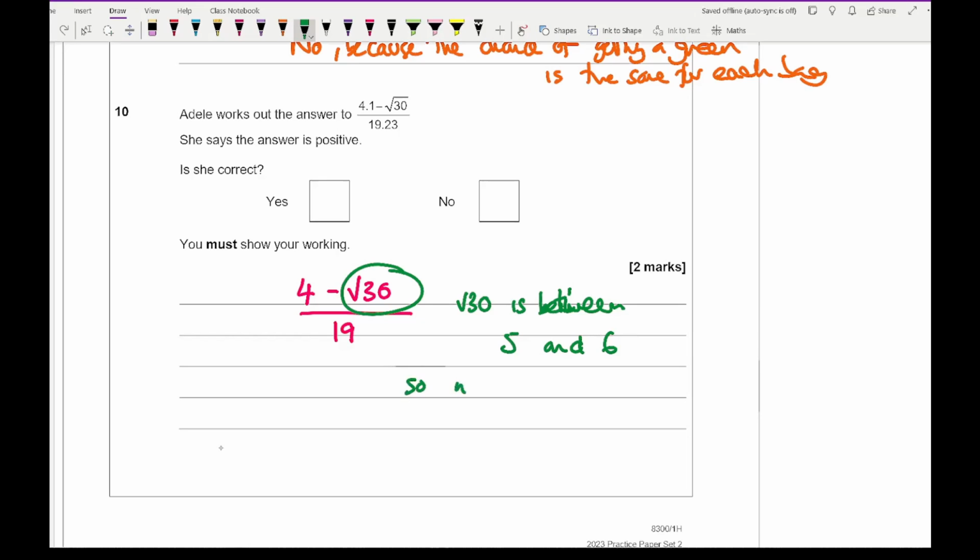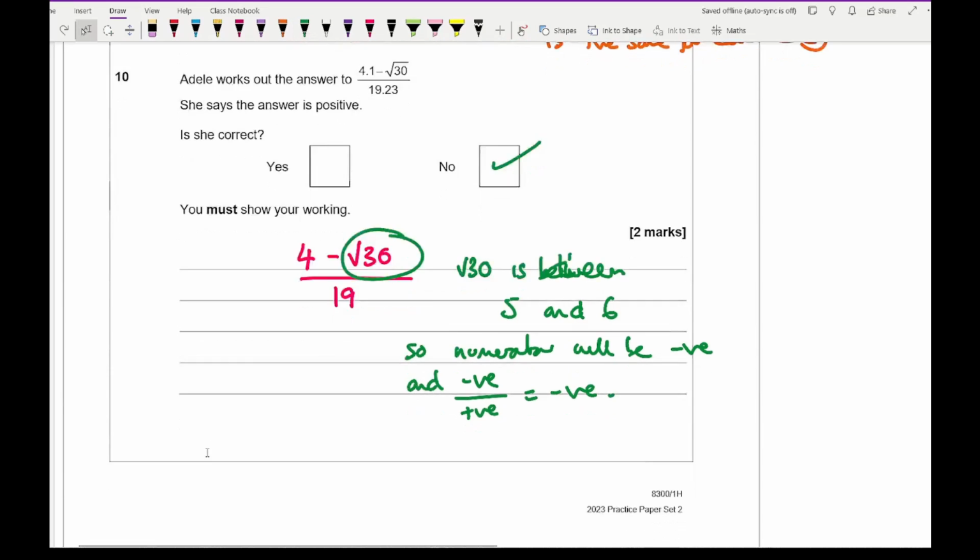So if root 30 is between 5 and 6, then the numerator will always be negative, and a negative over a positive number will always equal a negative answer. So is she correct? No.